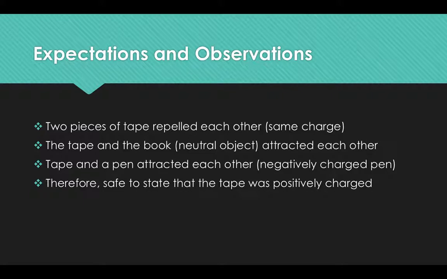Expectations and observations. First, throughout this lab, I observed that two pieces of tape repelled each other since they had the same sign charge. A piece of tape and a book, which was a neutral object of my choosing, attracted each other, and a tape and a pen attracted each other as well. In this case, a negatively charged pen. Therefore, it was safe to state that the tape had a positive charge.